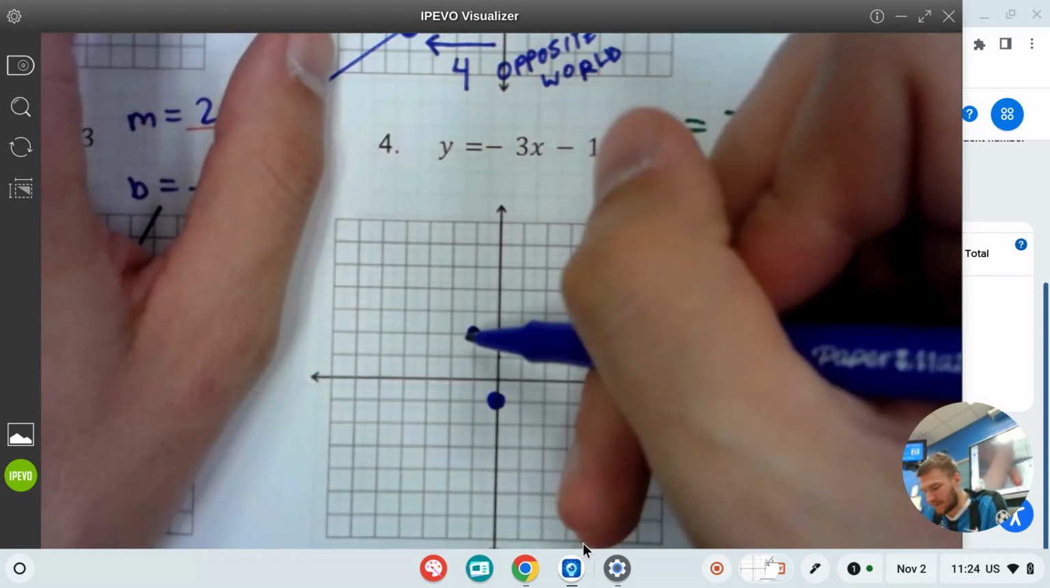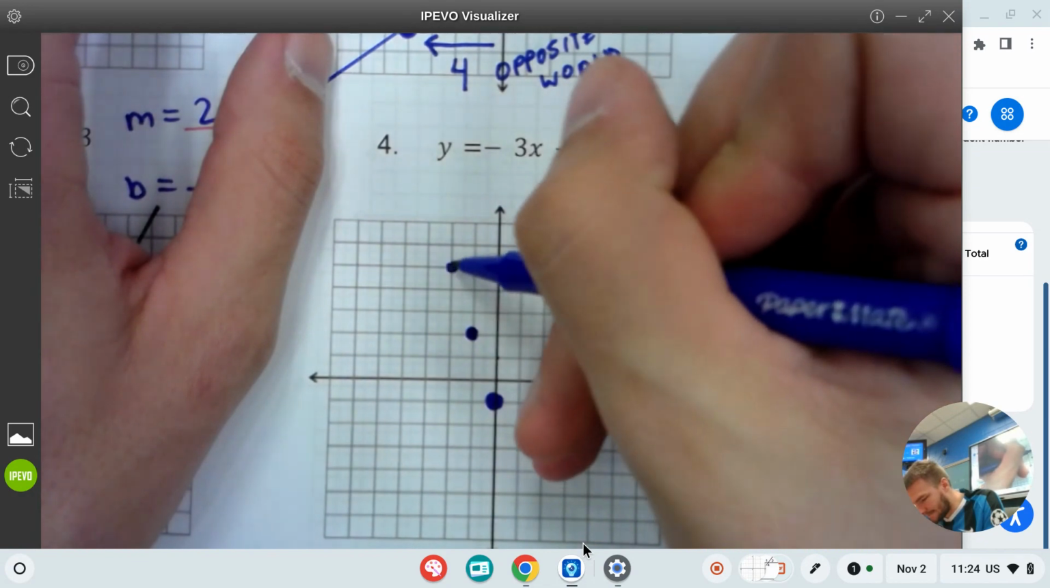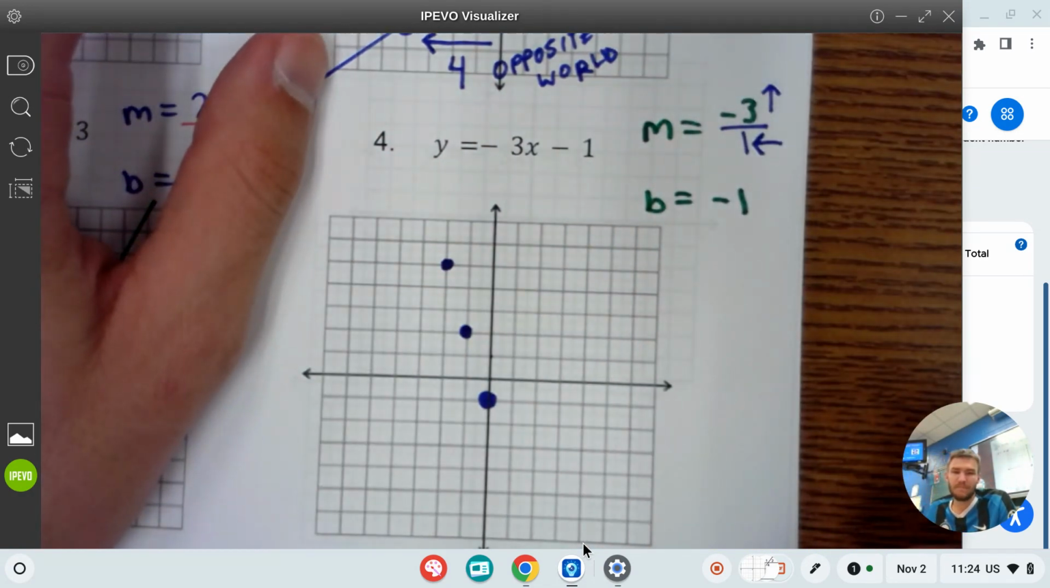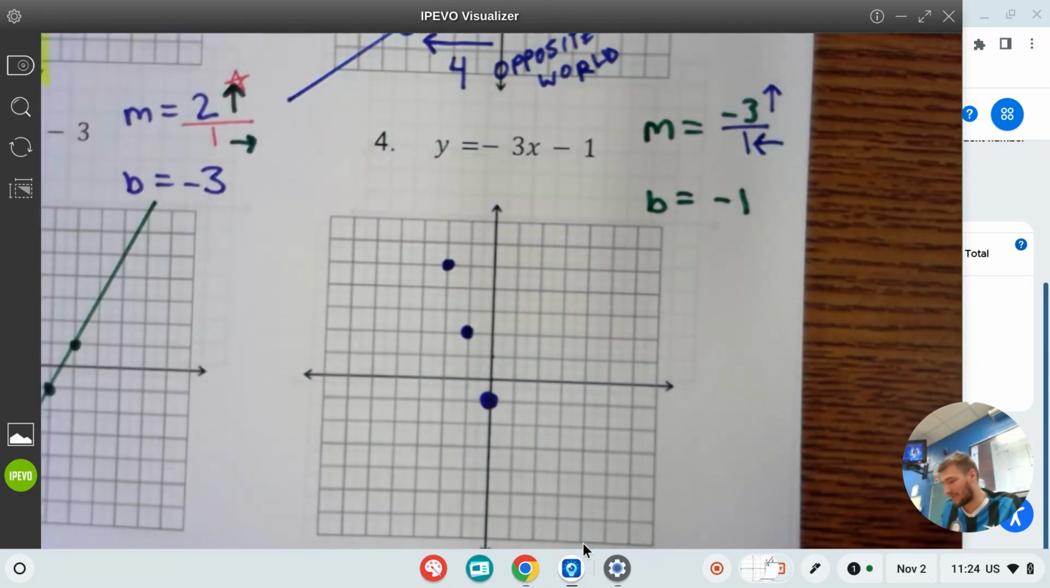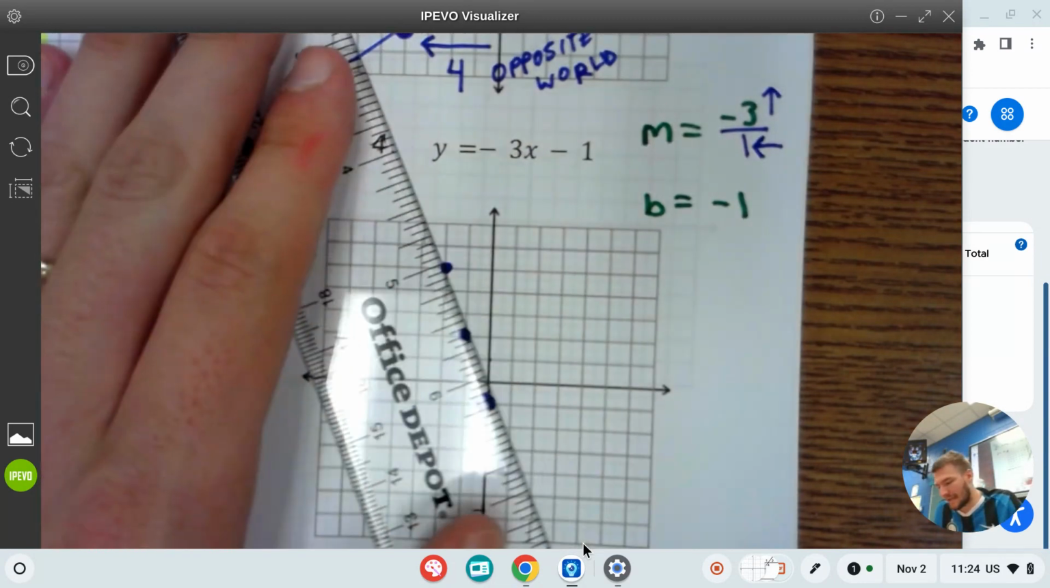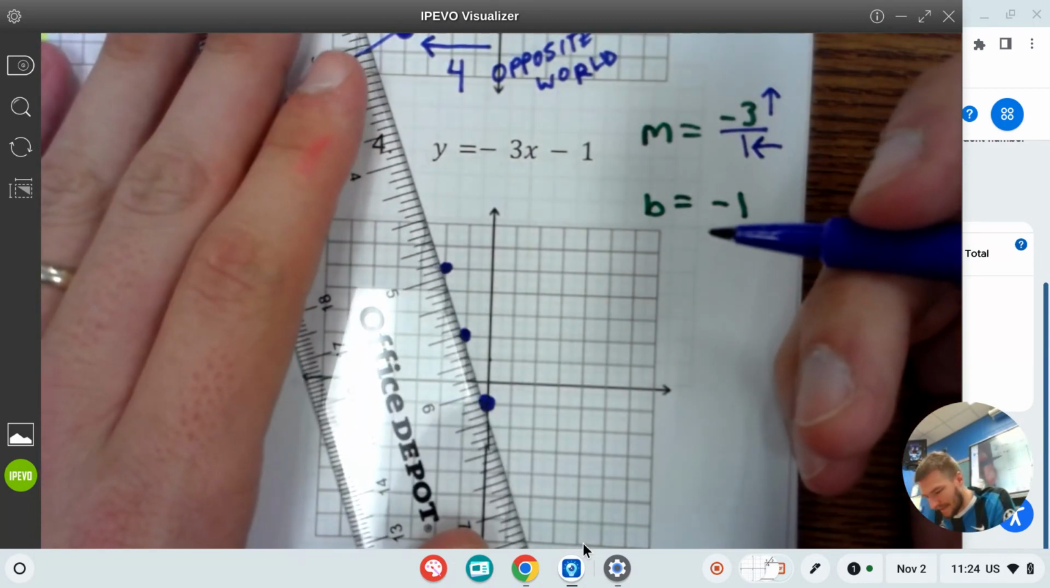And we need another one. 1, 2, 3, left. And that's it. We got our 3 dots. We get our ruler. Do they look like they're a straight line? I think it looks pretty good.